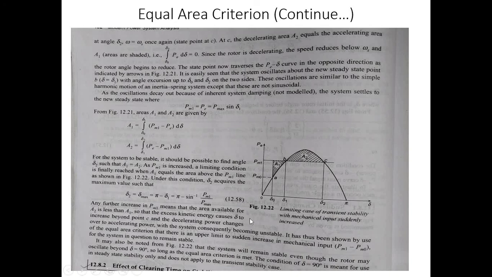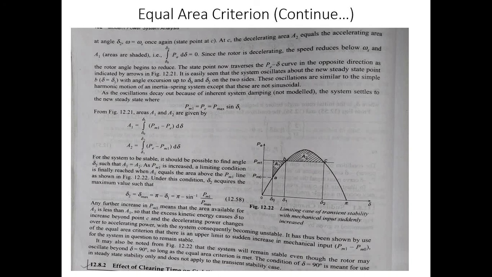Any further increase in Pm1 means that the area available for A2 is less than A1. Whenever Pm increases further, A2 starts to decrease, so A1 exceeds it, the kinetic energy causes del to increase beyond point C, and the decelerating power changes over to accelerating power within the system, which consequently becomes unstable. It has thus been shown by use of the equal area criterion that there is an upper limit to the sudden increase in the mechanical input for the system to remain stable.